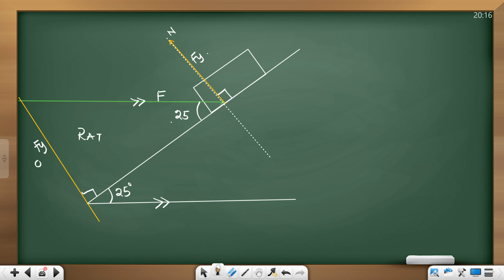Looking at this angle, this becomes what? Opposite. This becomes my hypotenuse. So what is sine 25? Opposite over what? Hypotenuse. So what is Fy? F sine 25 degrees. Thumbs up, thumbs down quickly. Talk to me. Do you agree with my interpretation? Is it making sense?